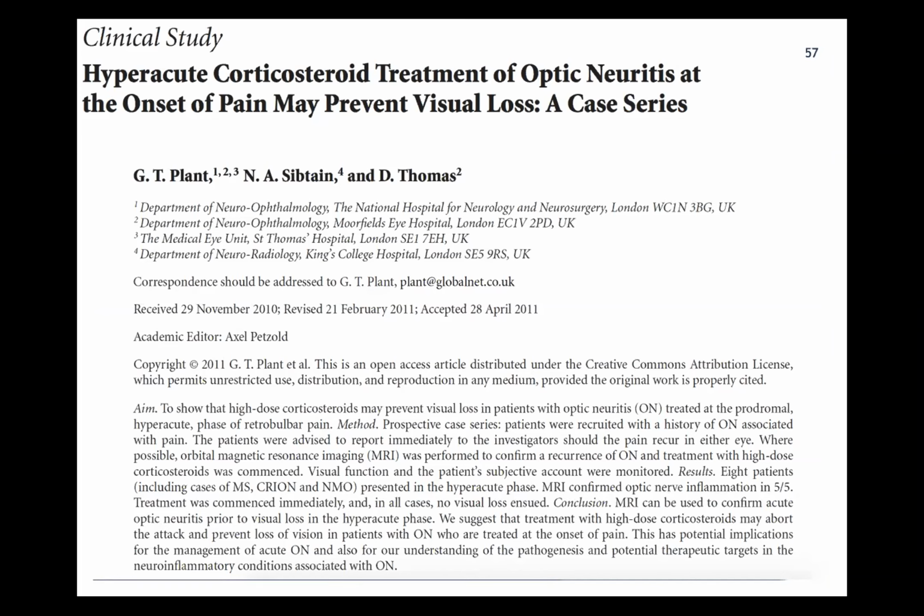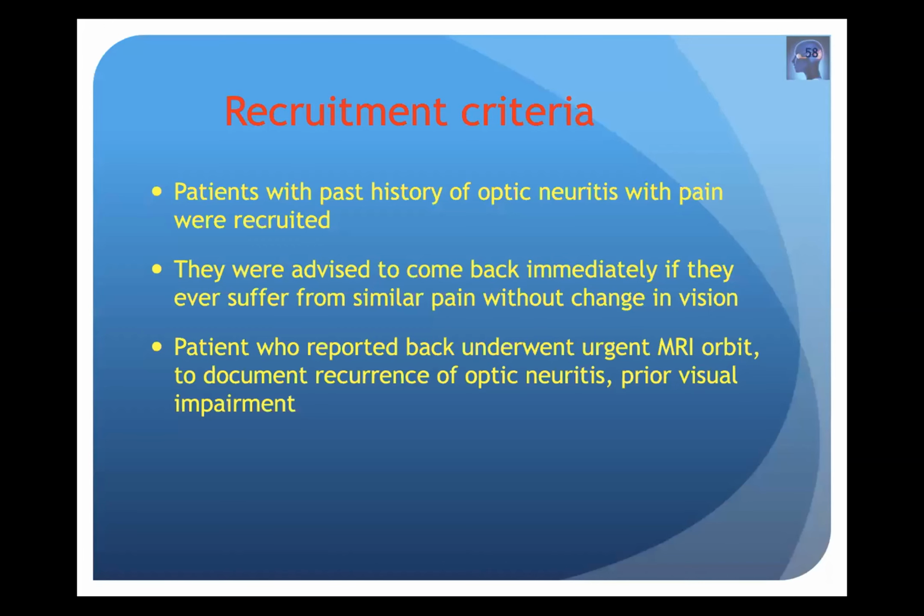To find the appropriate time window for intervention in optic neuritis, Gordon Plant and group conducted this interesting study at Moorfields, King's College, and the National Hospital for Neurology and Neurosurgery, UK. They recruited patients with a past history of optic neuritis who suffered pain at the time. These patients were advised to come back immediately if they ever suffered similar pain but without change in vision. The patients who reported back underwent urgent MRI orbit to document recurrence of optic neuritis, prior to visual impairment.